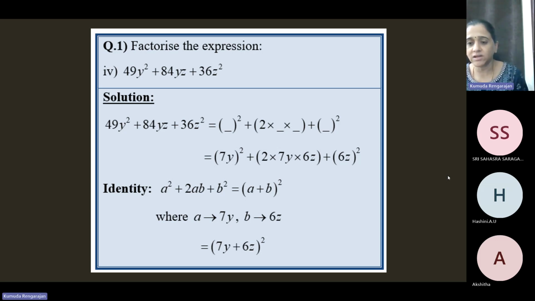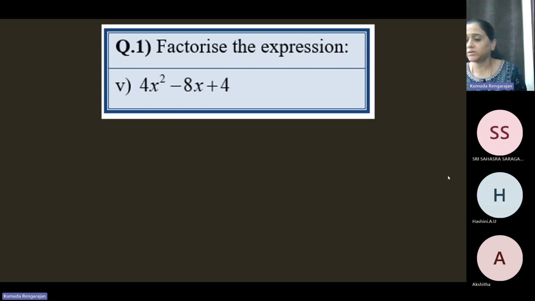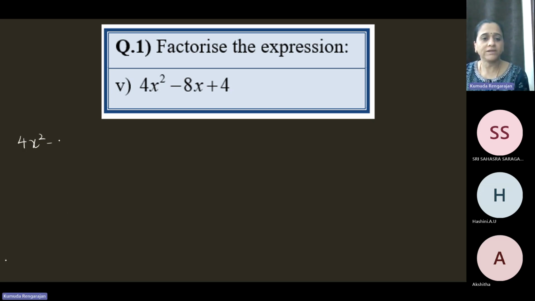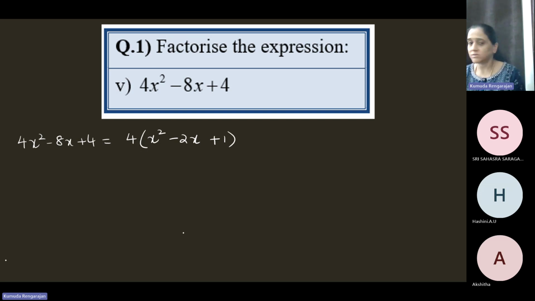Akshita, with the help of the answer, are you able to understand, or do you want me to explain? Yes, ma'am. Okay. So this one alone I'll work out for you. 4x squared minus 8x plus 4. All the three terms have 4 in common, so first take out the common factor. 4 into x squared is 4x squared, 4 into minus 2x is minus 8x, 4 into plus 1 is plus 4.